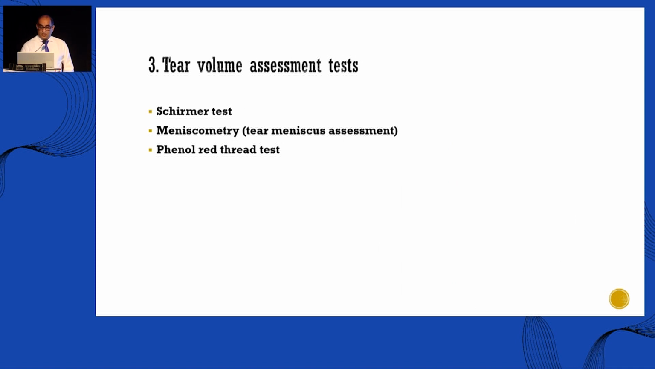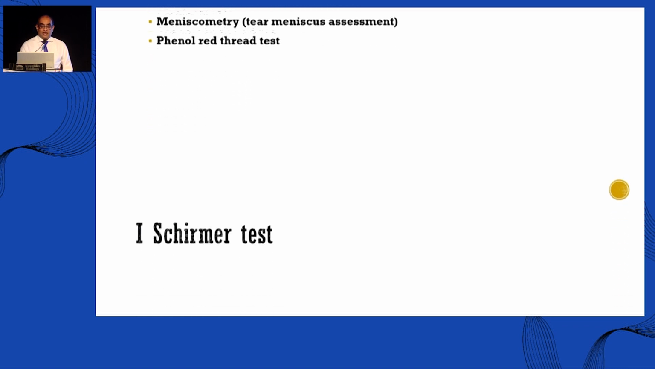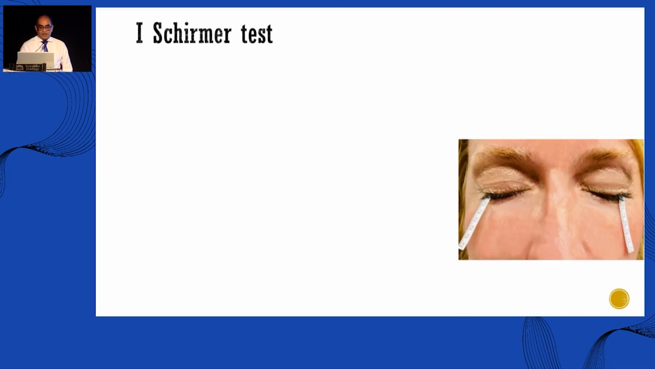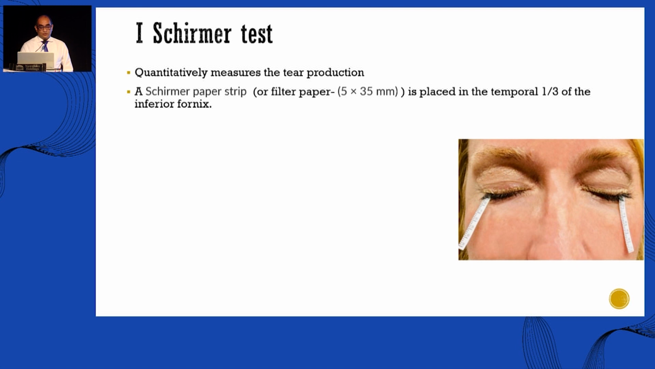Right. Now, tear volume assessment tests: the Schirmer's test, meniscometry, and phenol red thread test are also available. Schirmer's is the more popular test, which is a quantified measurement of tear production. It uses a Schirmer's strip. Once we do the test, we place the Schirmer's strip at the 1/3 of the inferior fornix, and we have to ask the patient to close the eye.